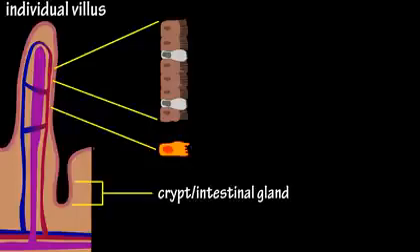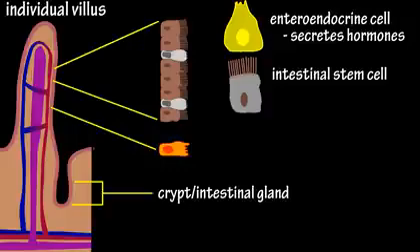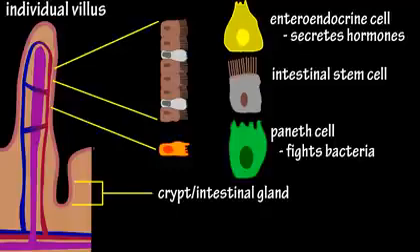Deep in the valleys between the villi are depressions called crypts or intestinal glands. These crypts contain enteroendocrine cells that secrete hormones, intestinal stem cells, which produce daughter cells that push upwards and become enterocytes. Paneth cells are also located here, and they protect against bacterial growth.